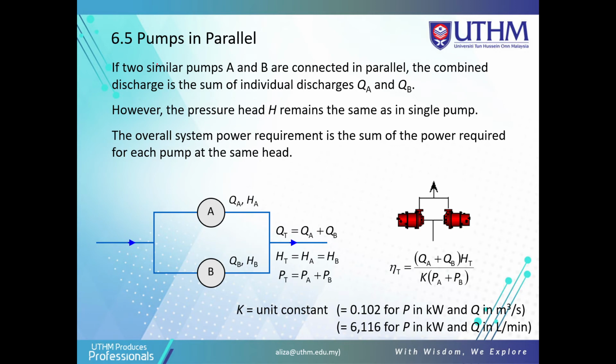Now we look at pumps in parallel. If two similar pumps A and B are connected in parallel, the combined discharge is the sum of the individual discharges QA and QB. However, the pressure head H remains the same as in a single pump. The overall system power requirement is the sum of the power required for each pump at the same head.